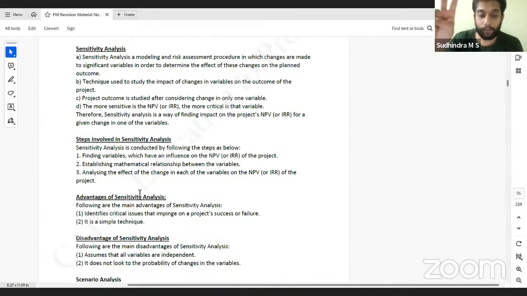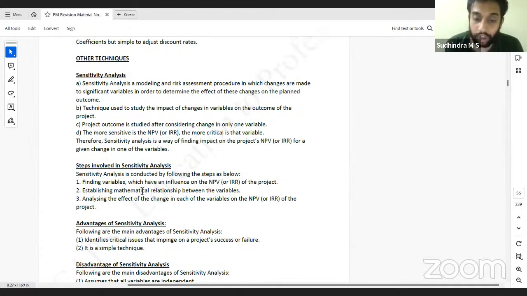Then we have two more important techniques: sensitivity analysis and scenario analysis. In case of sensitivity analysis, what do we do? Here, changes are made to significant variables. Now we have computed NPV normally. Then we make changes to one of the variables, say sales decreased by 10%, variable cost increased by 10%. Depending on that, what percentage does NPV change? That is what we analyze in sensitivity analysis. However, the limitation here is we can change only one variable at a time.